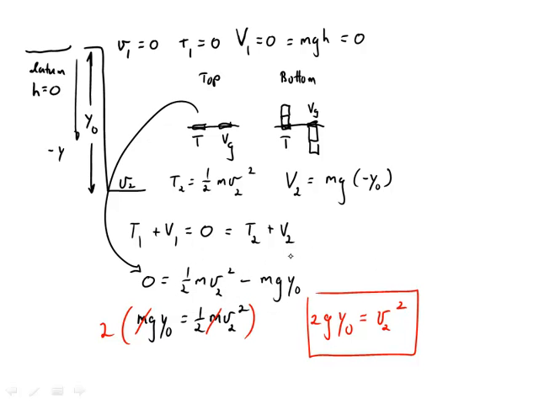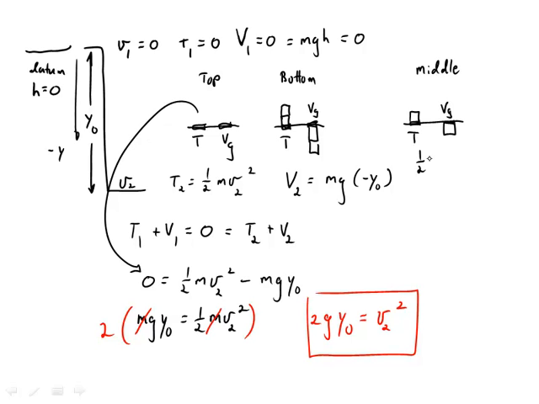I could even choose a middle point halfway down that tower, and I would see that I have some kinetic energy, maybe 1 bar of kinetic energy, I better have negative 1 bar of potential energy. Total energy is equal to 0.